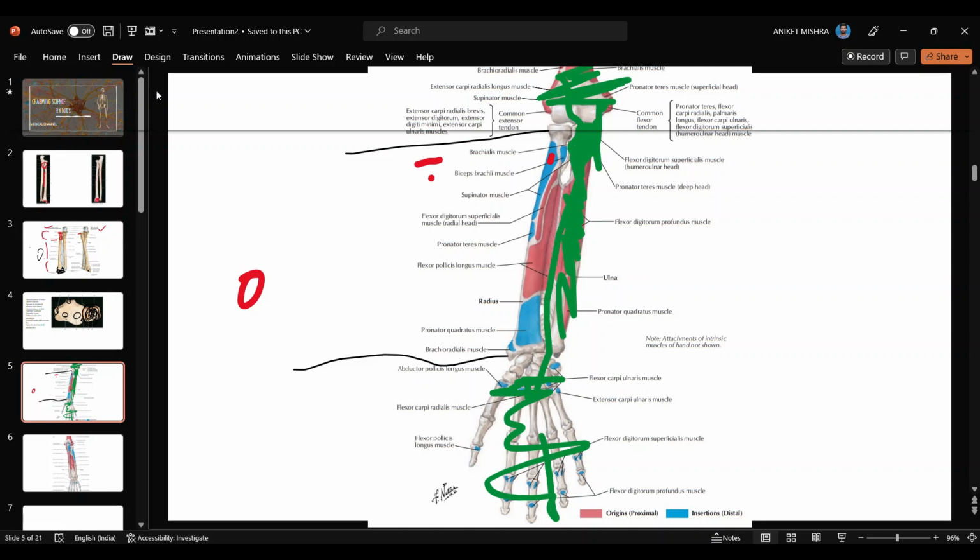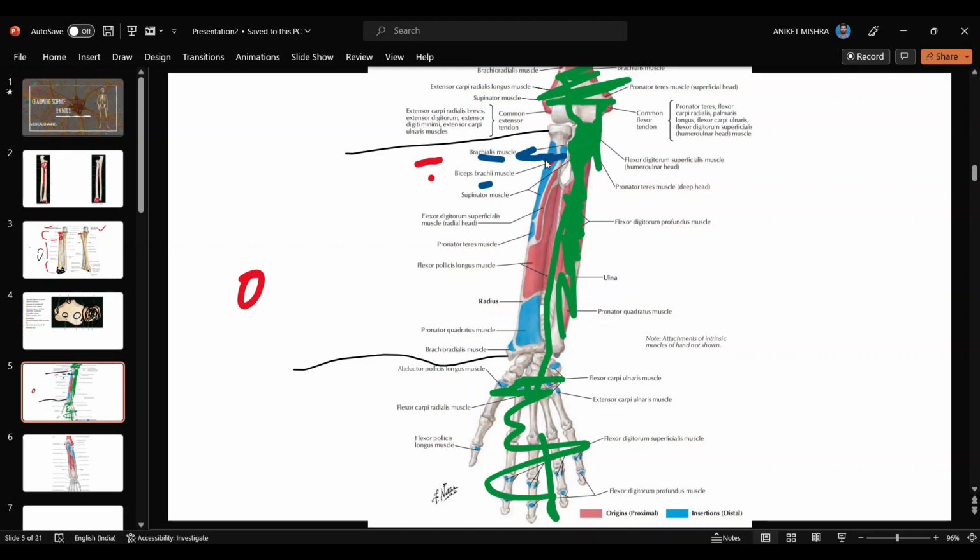Let me draw in blue. This is the insertion for the brachialis muscle and the biceps brachii muscle. They insert at the rough posterior part of the radial tuberosity. So this is the radial tuberosity, and this is the posterior part of the radial tuberosity where the brachialis and the biceps brachii muscles insert.